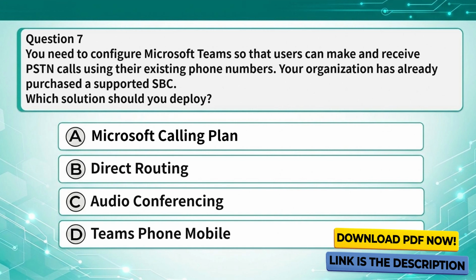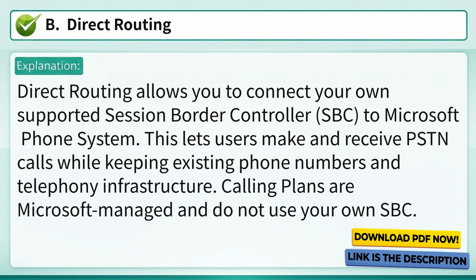Question 7. You need to configure Microsoft Teams so that users can make and receive PSTN calls using their existing phone numbers. Your organization has already purchased a supported SBC. Which solution should you deploy? A. Microsoft Calling Plan. B. Direct Routing. C. Audio Conferencing. D. Teams Phone Mobile. Correct answer, B.